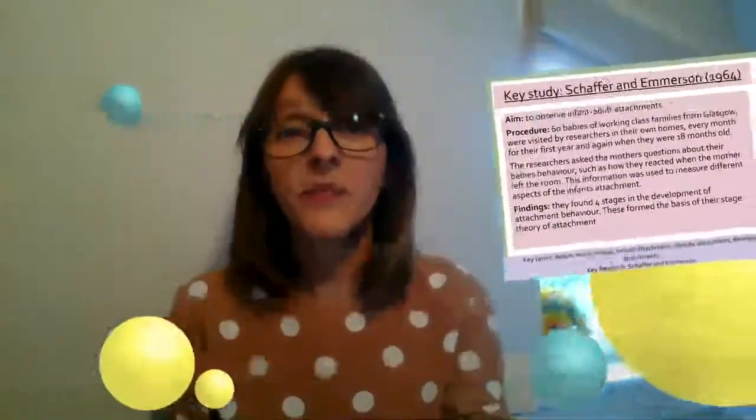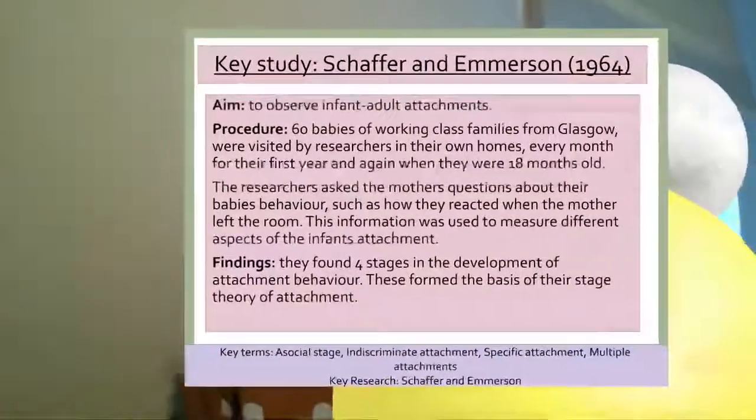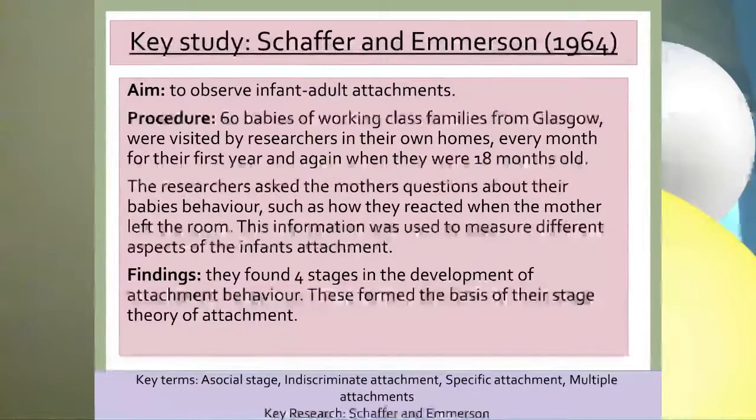So here's the case study. They wanted to observe infant-adult attachments. They had 60 babies of working class families, mainly from Glasgow, and these families were visited by researchers in their own homes every month for their first year, and again when they were 18 months old.